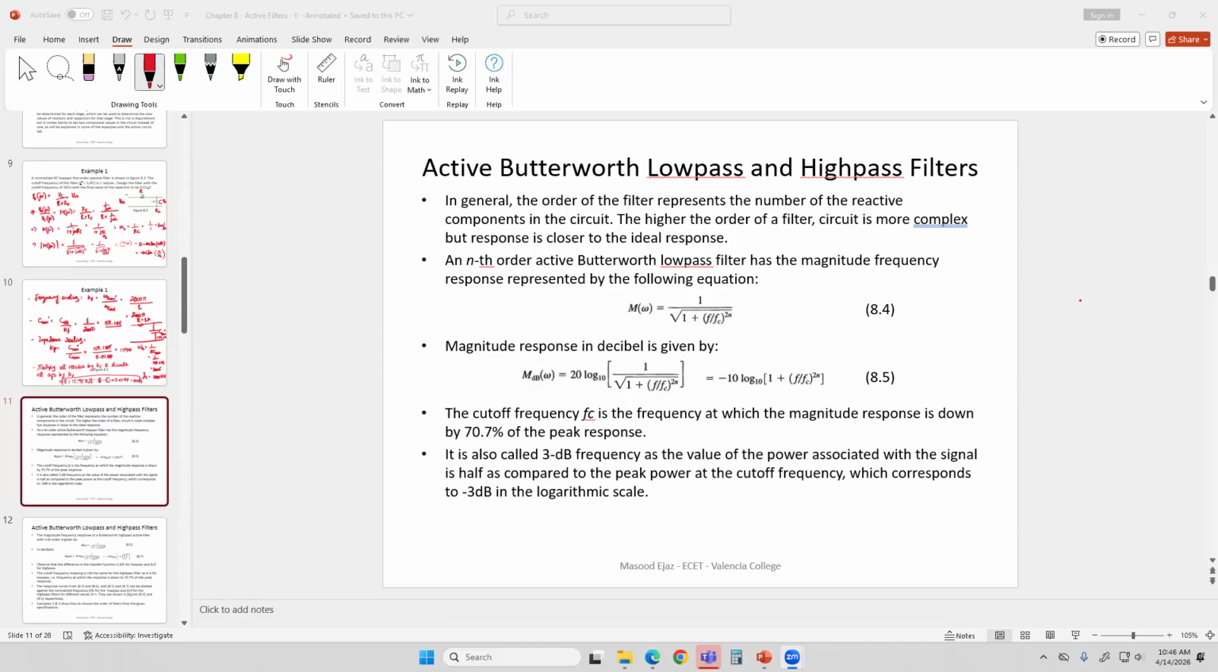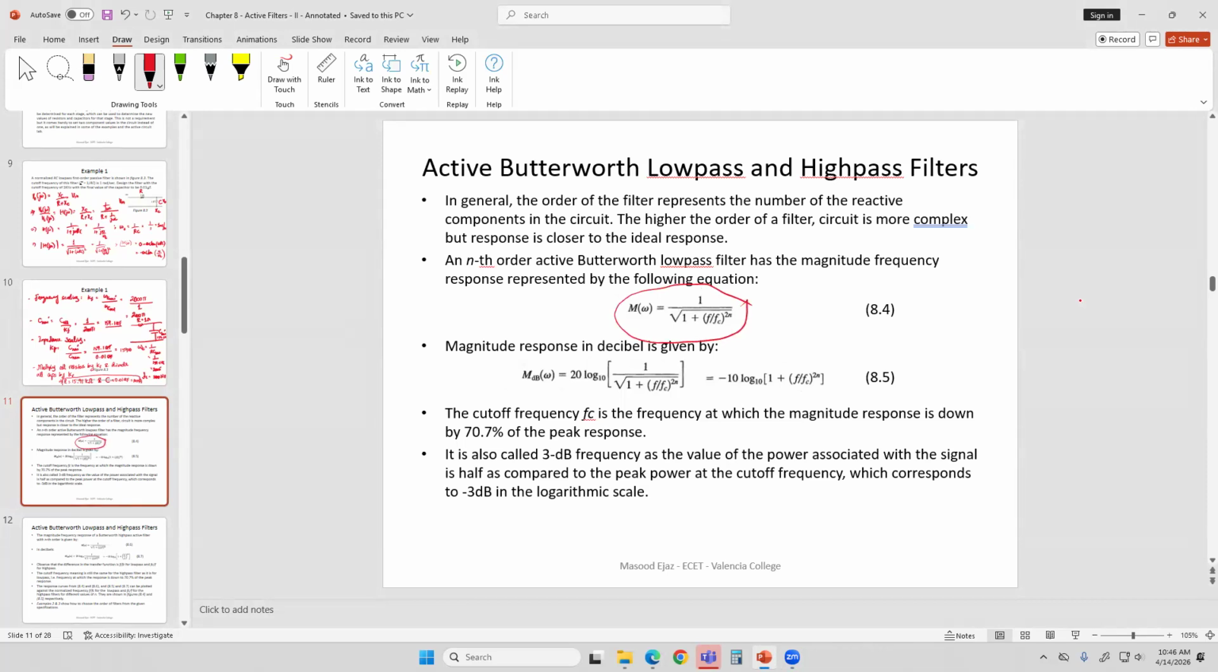The higher the number of reactive elements, the more complicated the filter is going to get, but the response is going to be better in general. For an nth order active Butterworth low pass filter, the magnitude response is given by this. It looks like a first order response, but again, this n represents the order of the filter.